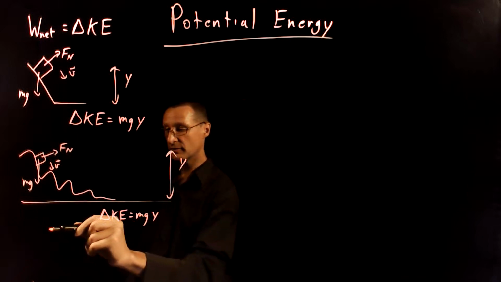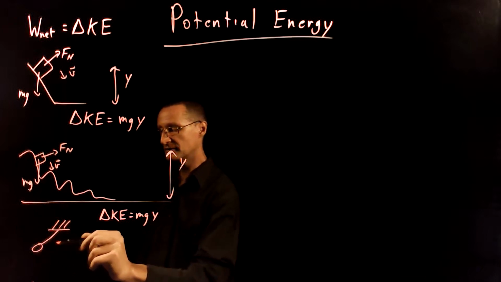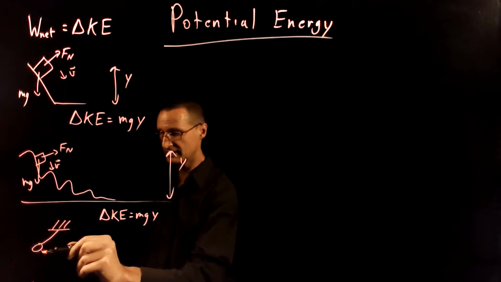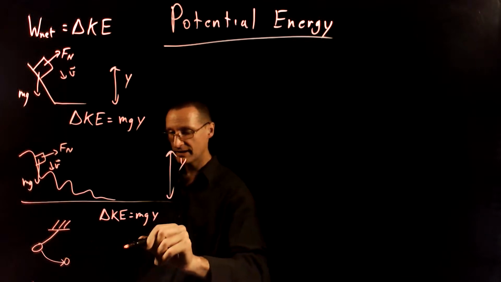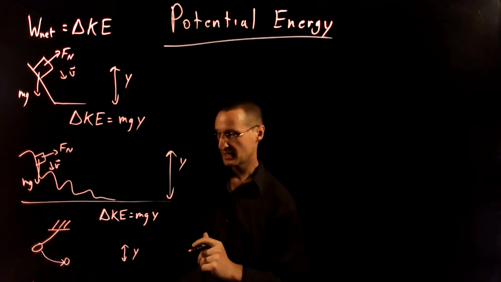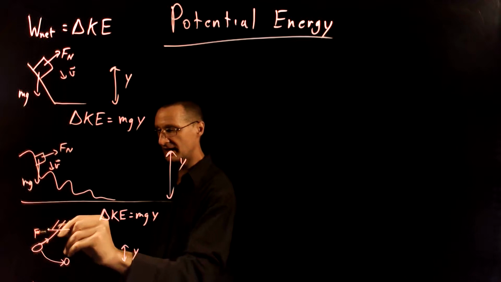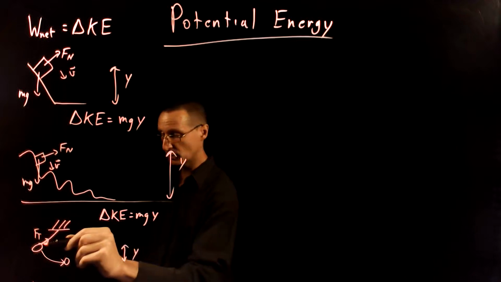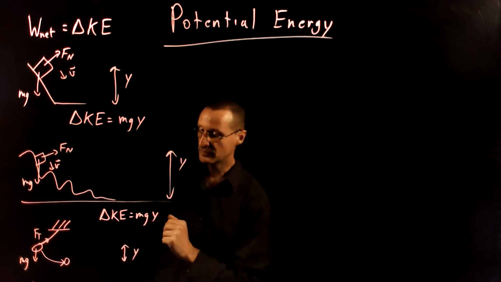Okay, so let's think about one more scenario. Imagine I have a ball tied to a string, a pendulum, basically, and it swings down to some lower point here. And the distance between the high point and the low point is y. Now again, let's think about the forces acting on this. So there's the force of tension acting along the rope, and then there's the weight, or the force of gravity, straight down.